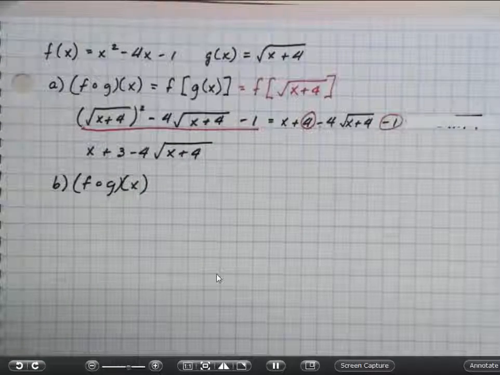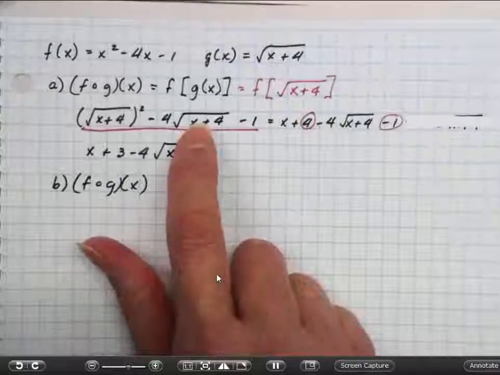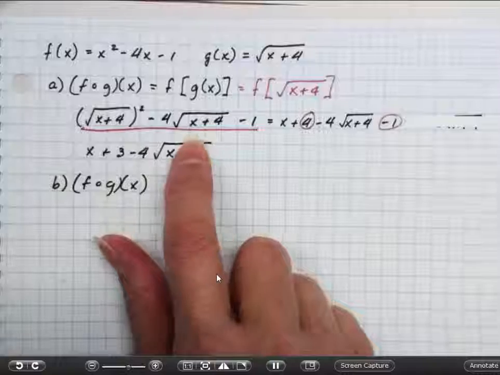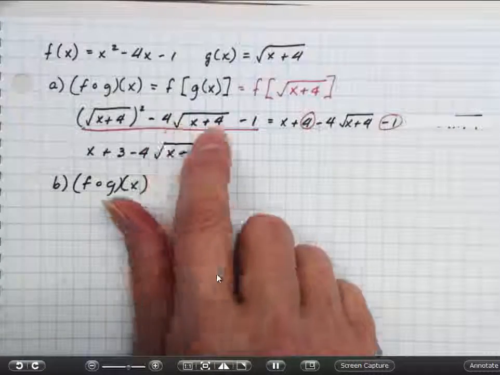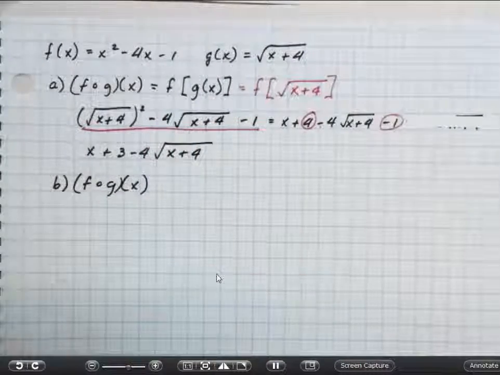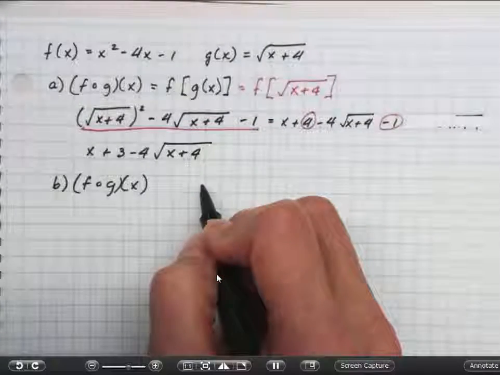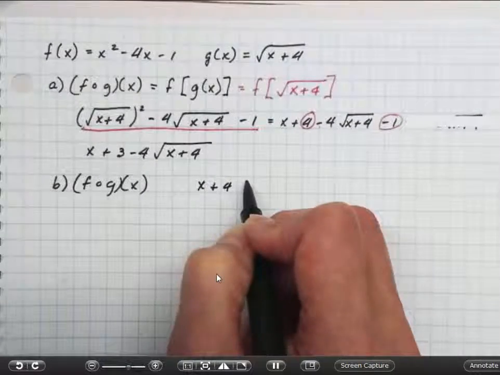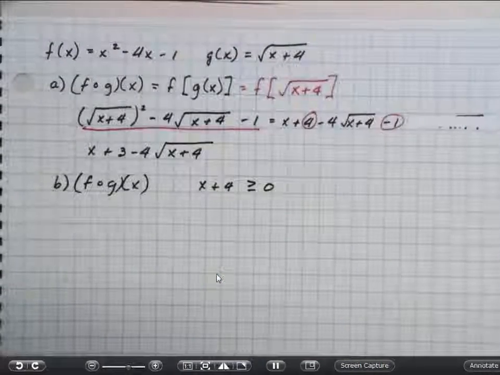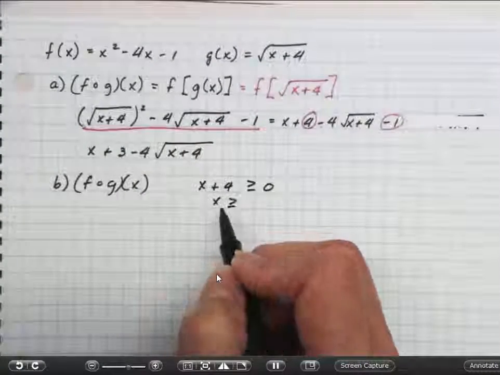The radical, good, the radical. Remember, radical functions. So we have a square root in there. What do we know about what happens underneath? Can't be less than 0. So whatever we have underneath the radical has to be greater than or equal to 0. So that means that x is going to have to be greater than or equal to -4.